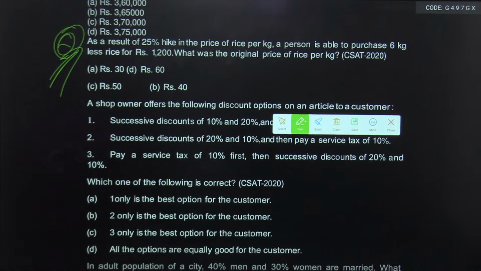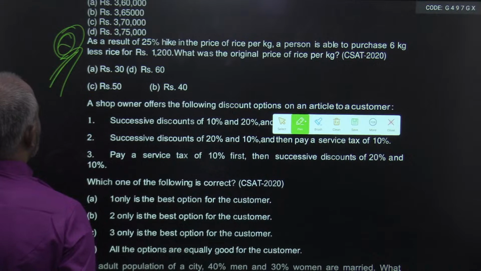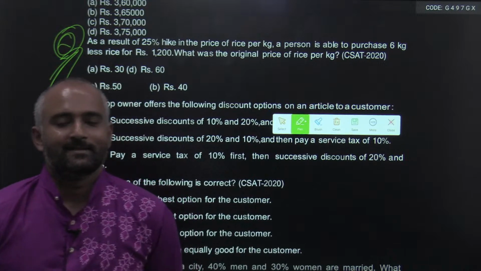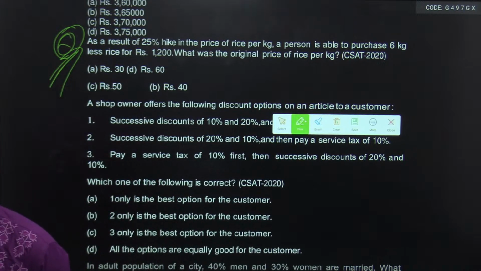Okay. 30 seconds more. Any options, any answers? People in the chat.